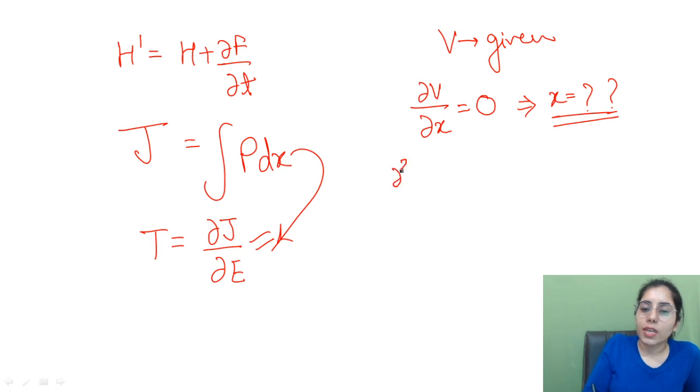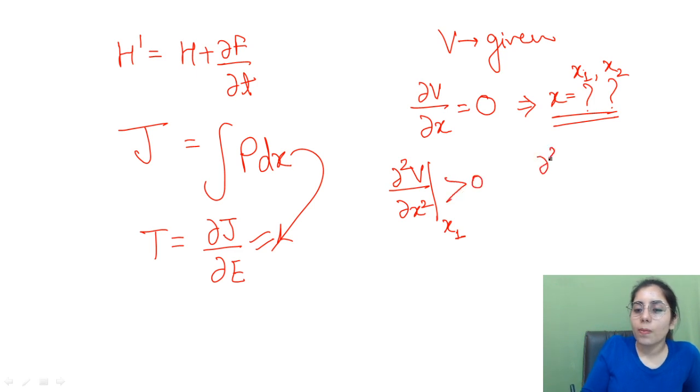Now you need to check the second order derivative of the potential. Let's say there are 2 points or 3 points, whatever number of points you get. Let's say you got 2 points. At x1, you need to check whether the second order derivative of the potential is greater than 0, and let's take both examples here. At x equal to x2, it is less than 0.